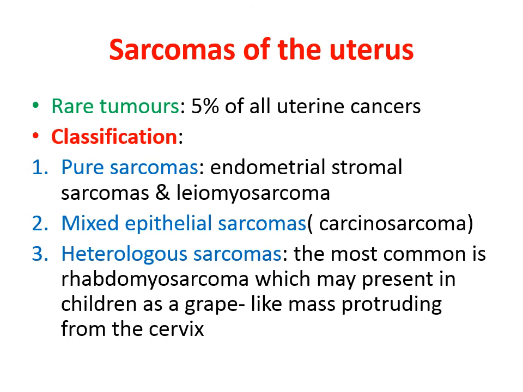While the second classification is mixed epithelial sarcomas, known as carcinosarcomas. The third one is heterologous sarcomas, the most common example of which is rhabdomyosarcoma, which may present in children as a grape-like mass protruding from the cervix.